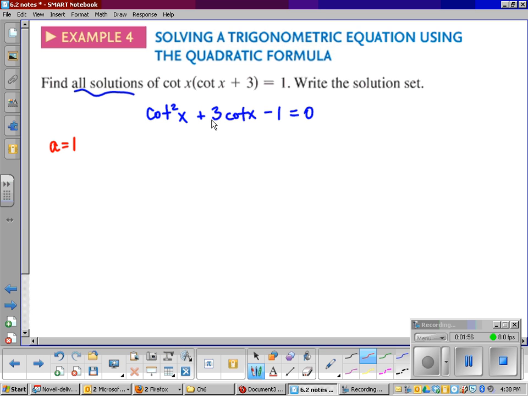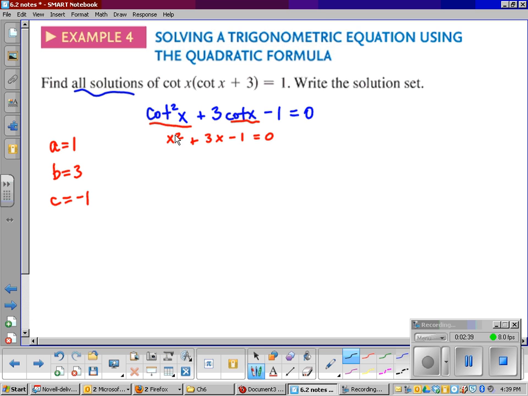So I need my a and my b and my c. A is equal to 1 here, b is equal to 3, and c is equal to -1. Remember that to use quadratic formula, you have to have everything on one side and 0 on the other side. Now, if this equation had been x squared plus 3x minus 1 equal to 0, then we would be using the quadratic formula to solve for x. But our variable expression in the problem that we're given is not just x, it's cotangent x. And cotangent and x have to stay together until they're separated by an inverse operation. So that's going to be one of our last steps.